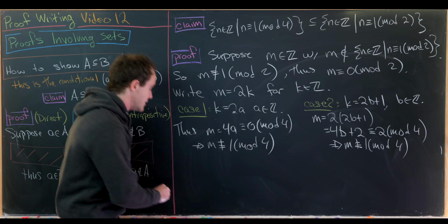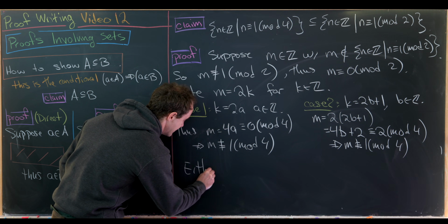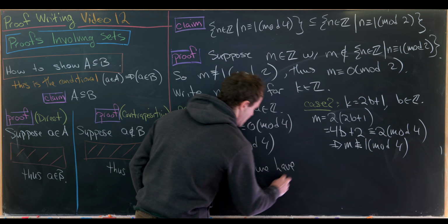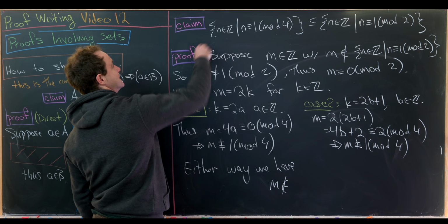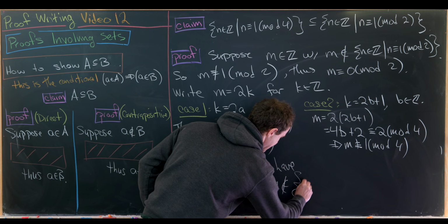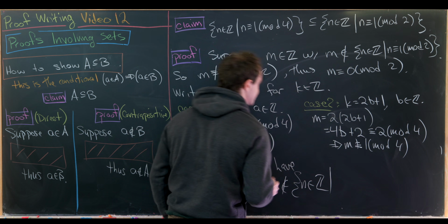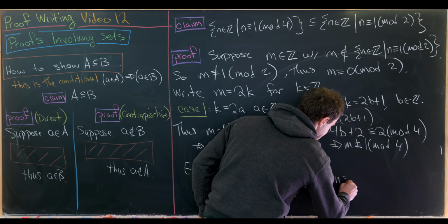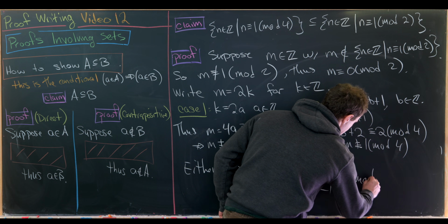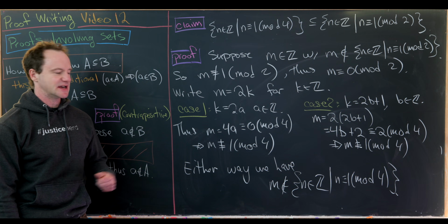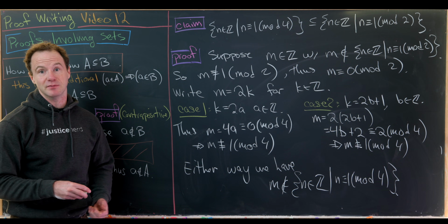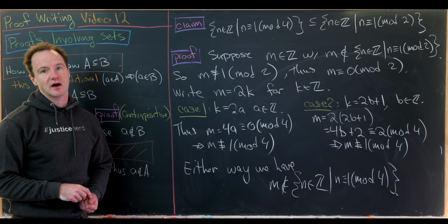So either way you have it, through either of these cases, we have m is not an element of this left-hand set. So let's write out that left-hand set. It's all integers n, such that n is congruent to 1 modulo 4. So the direct way is definitely easier in this case, but I think it's nice practice to see both. So let's do another couple of these.